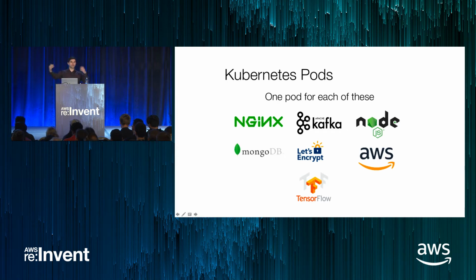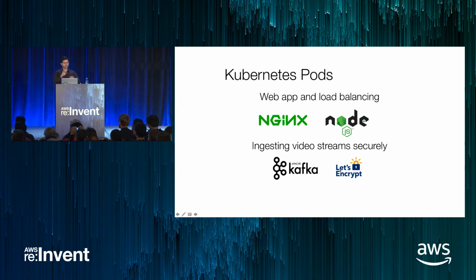We have many streams of video coming at us in Kafka. And then I'm going to go into these in a second. So let's look at these pods one by one, why they exist, why did we put them in a pod in the first place. So the first pod is Nginx.